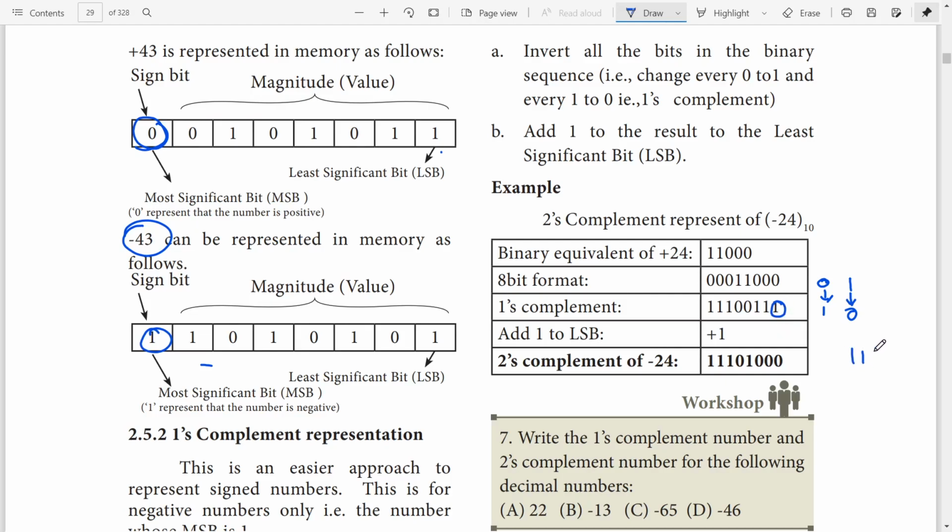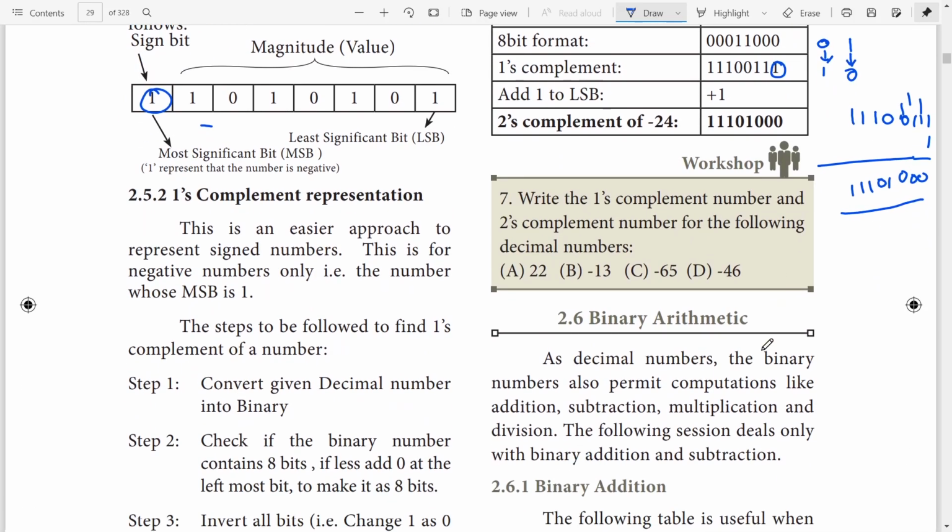So listen, 1 1 1 0 0 1 1 1. After adding 1 it becomes 1 1 1 0 1 0 0 0. This is the value of the two's complement of minus 24. This is also your homework.